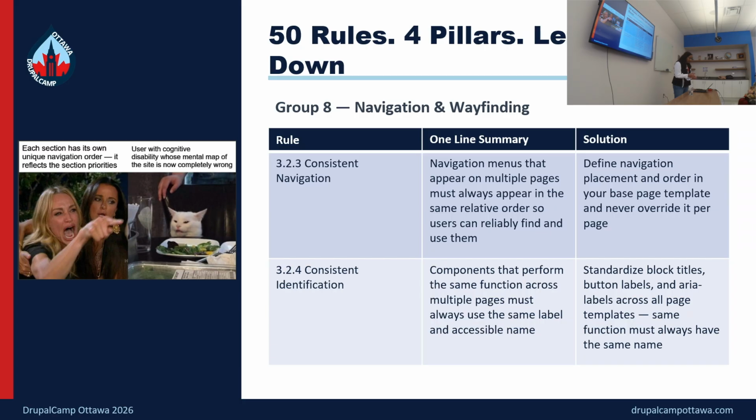Then moving on to the next one, that is 3.2.4, consistent identification. Components that perform the same function across multiple pages must always use the same label and accessible name. For example, if you have a search button at the top on the front page and the same search button is in the footer that says "find the content," that won't make any sense and it breaks the rule. For that you need to just apply the similar name, that is search button. Solution: standardize block titles, button labels, and area labels across all the pages, and the same function must always have the same name.